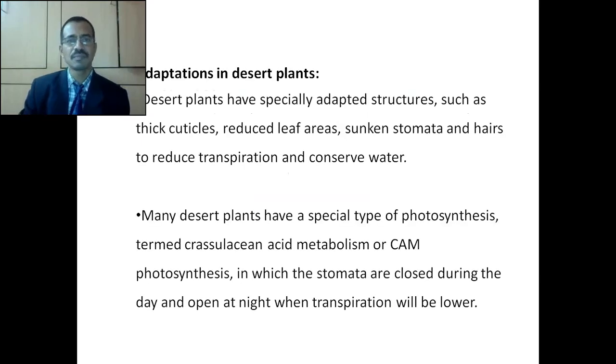Adaptations in the desert plants. So usually what we observe in the desert plants: thick cuticle, reduced leaf areas, sunken stomata and hairs on the surface of the leaves. These are also called xerophytes. In xerophytes, there are specific adaptations to prevent the water loss. This is also called transpiration. So, xerophytes cannot afford the loss of water because there is no availability of water for the xerophytes.